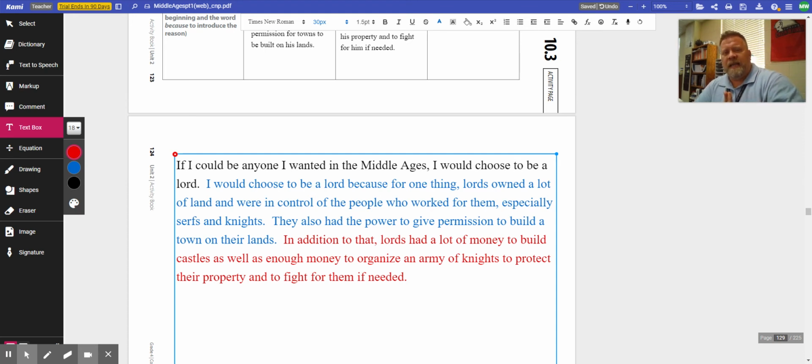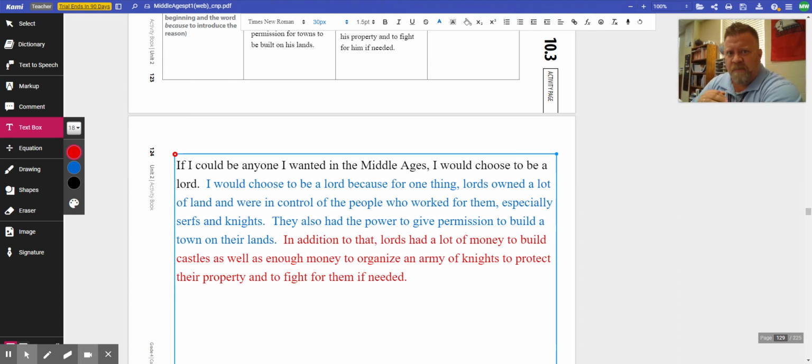First, they owned a lot of land, controlled the lives of the people there, and then had money to build huge castles, as well as organize an army of knights to help protect their property and fight for them. So I used 2 reasons to support my opinion. Now I want a conclusion. I kind of want a zinger in there, right?